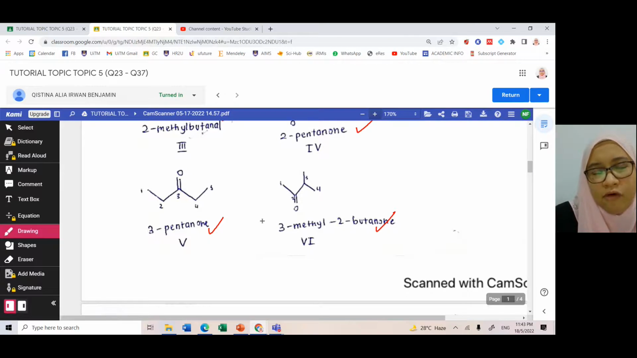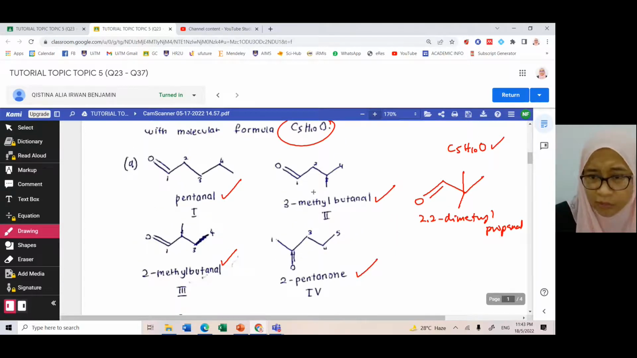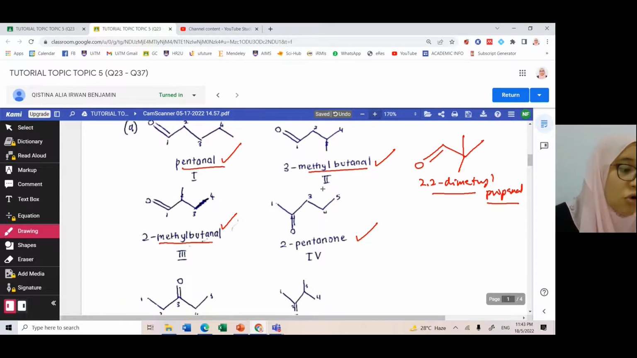CHM096 is an oxidizing agent. Between ketone and aldehyde, the one that can undergo oxidation with an oxidizing agent is aldehyde. Only aldehyde, all aldehyde. So basically you have to name all the aldehydes: pentanal, 3-methyl butanal, 2-methyl butanal, and 2,2-dimethyl propanal. So these four will undergo oxidation with hot CHM096 and H plus, acidic. That is for B1.